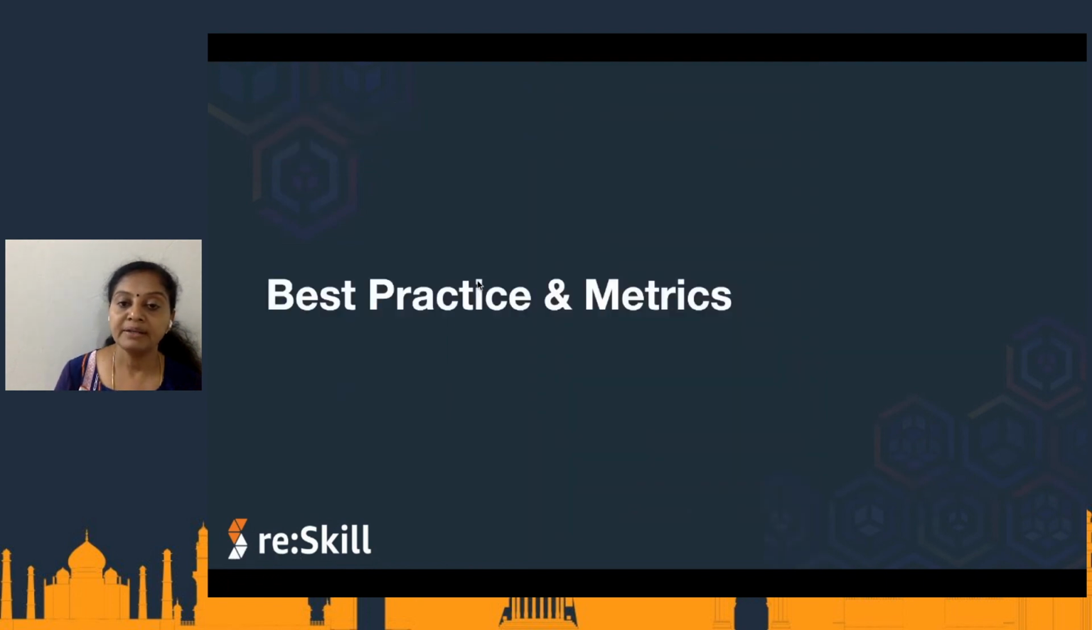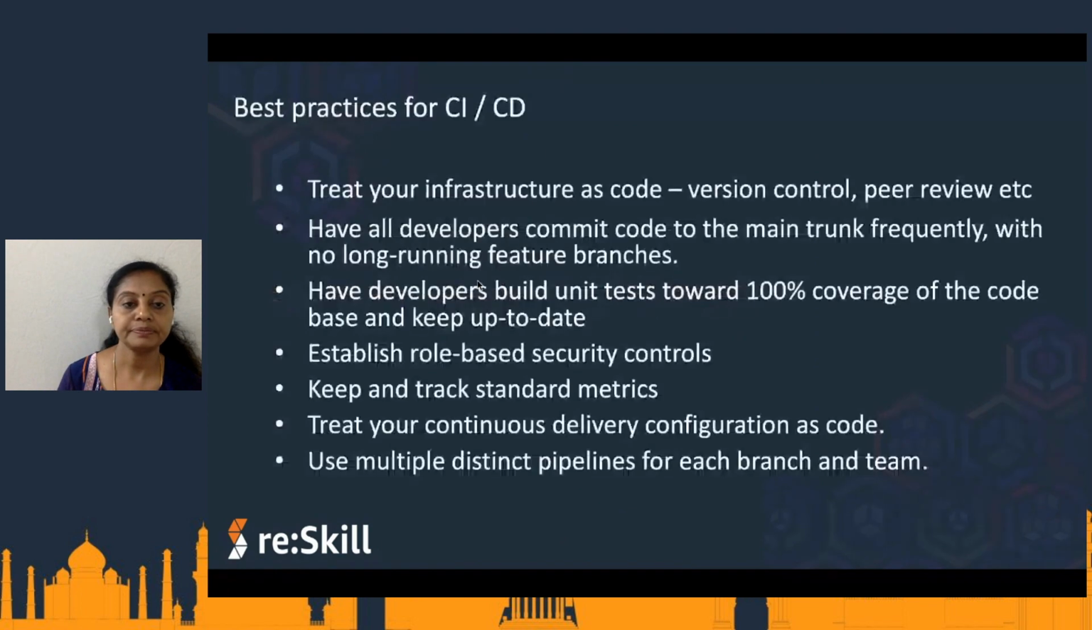Okay, so what are the best practices and metrics when we are talking about continuous integration and continuous deployment? First, let's look into the best practices. See, treat your infrastructure also as code. Version control, get the peer review done, all that, similar to your application code. So it's easier to spin up the infrastructure and have the application deployed.